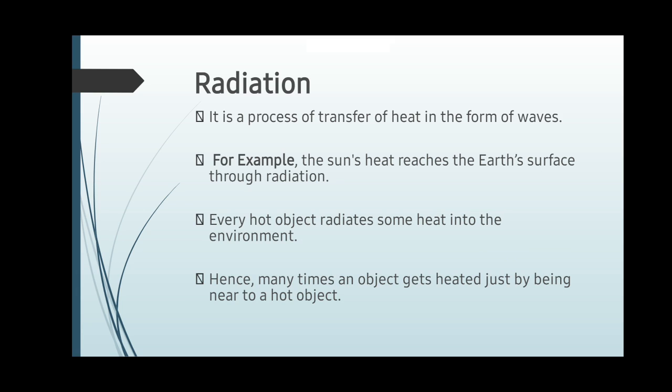Radiation is the process of transfer of heat in the form of waves. For example, the sun's heat reaches the earth's surface through radiation. Every hot object radiates some heat into the environment. Hence, many times an object gets heated just by being near a hot object. Yes, it occurs. For example, when you are cooking, if you stand near the stove and keep on cooking, you can touch your dress and it will be hot. Why? The hot object generally radiates some heat. That's why your dress also gets heated.